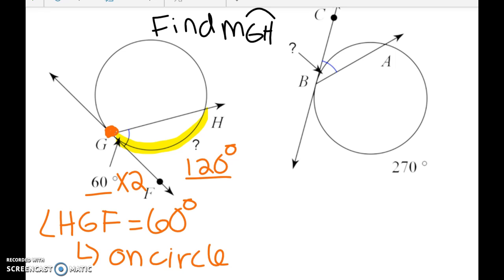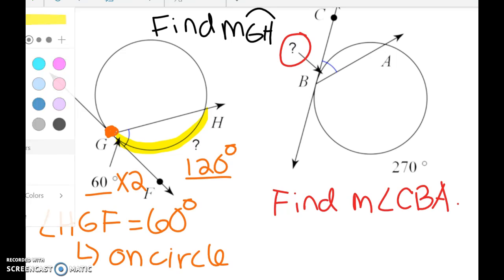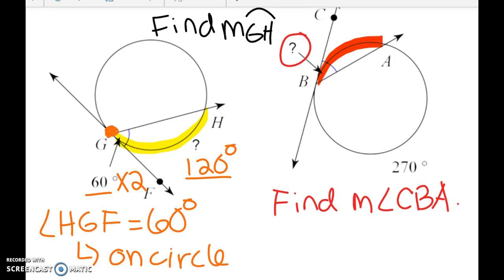Okay, so now let's look at this other example over here. First, figure out what they're asking. Arrows pointing to the angle, right? So they want you to find the measure of angle CBA. Well, wait a minute. The arc that's facing CBA, where's that at? Well, that arc is BA. But we don't know this minor arc BA.